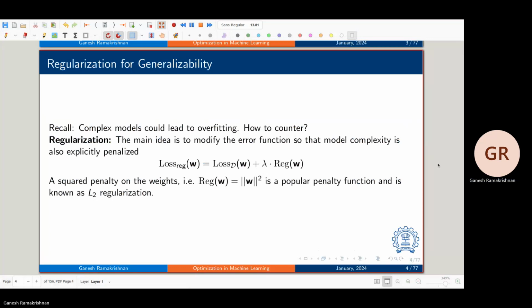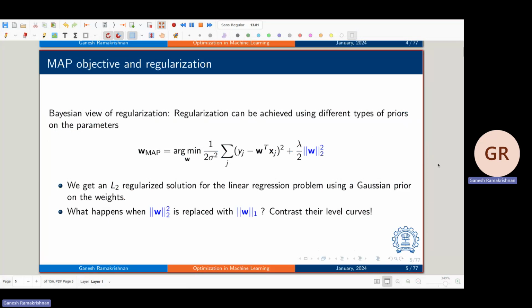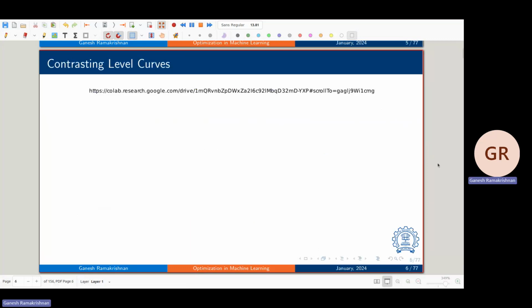Okay. So regularization is often used as a trick to give you generalizability, right? So you have this regularizer on W with some weight lambda, and norm W square is often used. What happens if you replace norm W square with the one norm, right? So you can contrast the level curves.